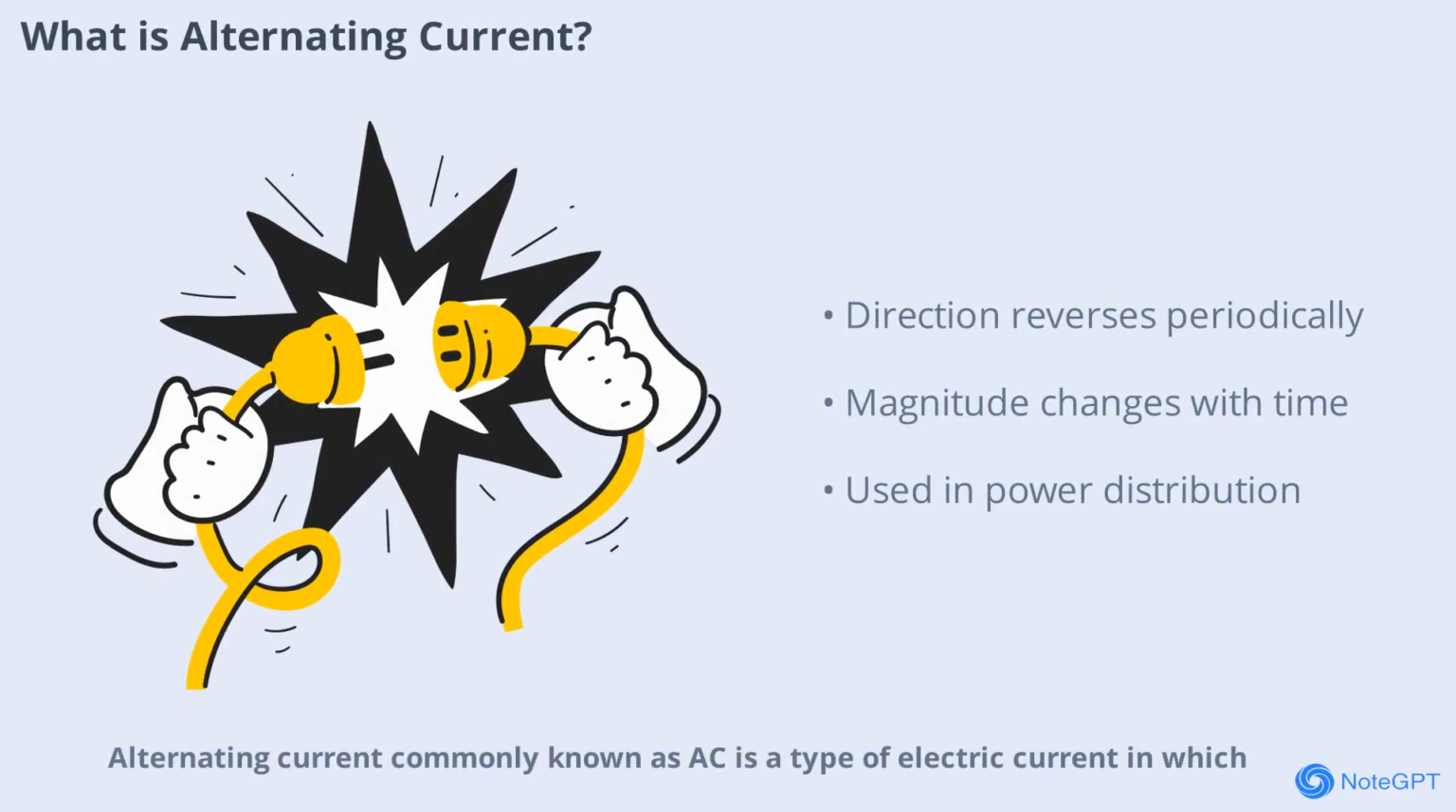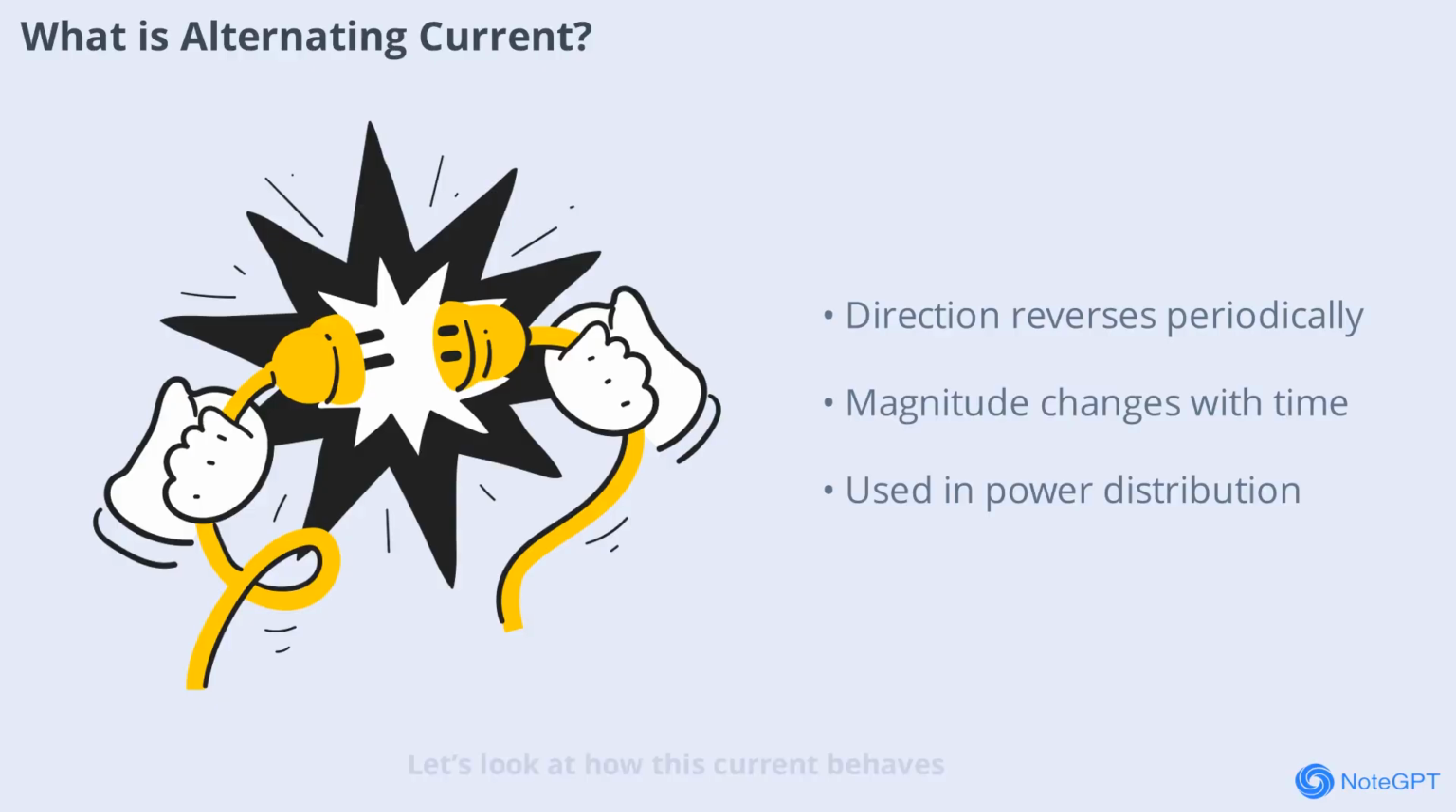Alternating current, commonly known as AC, is a type of electric current in which the direction of flow of electrons reverses periodically. Unlike direct current, where the flow is steady and in one direction, AC changes its direction and magnitude continuously with time. This property makes AC extremely useful for transmitting electricity over long distances, as it can be easily transformed to higher or lower voltages. Most of the electricity supplied to homes and industries is in the form of AC. Let's look at how this current behaves and why it's preferred in power distribution.